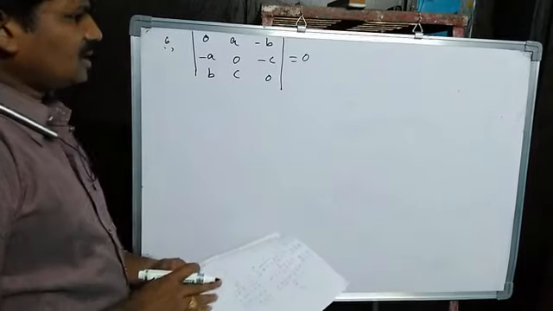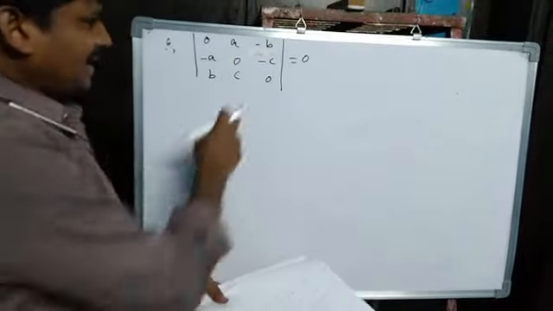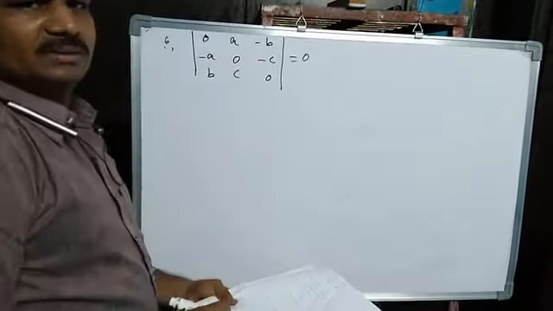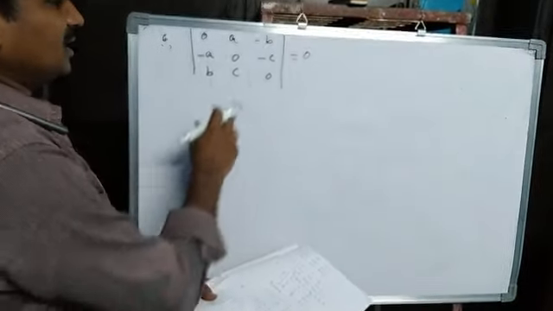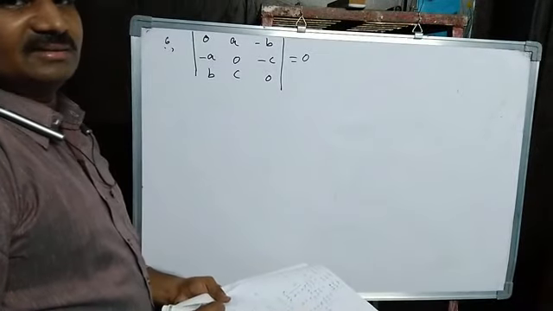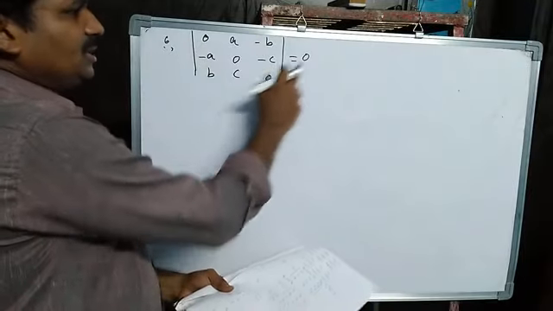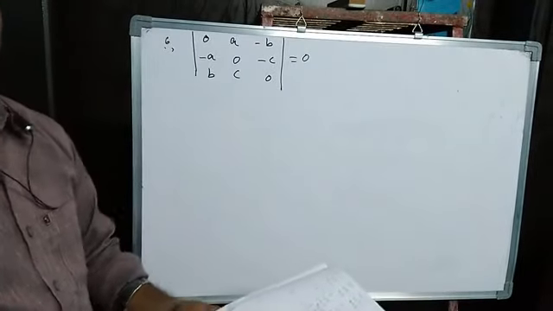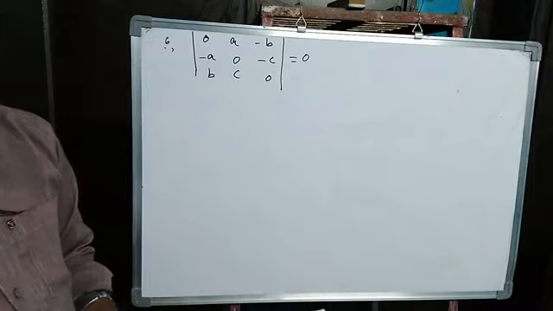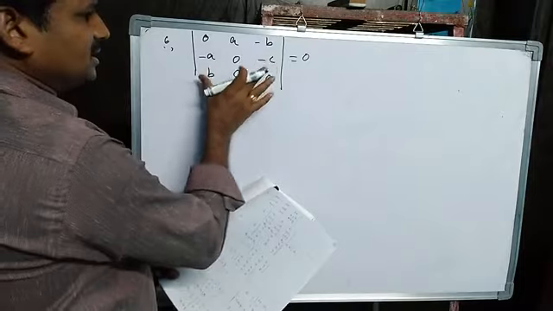So now I will use some operations to show this determinant is equal to 0. If you expand this one, you will get 0 only. One more thing you have to observe here: the diagonal elements are 0. Diagonal elements being 0 means which type of matrix it is? Skew symmetric matrix. Remember, the determinant of a skew symmetric matrix is always equal to 0. Now we have to prove this determinant is equal to 0.